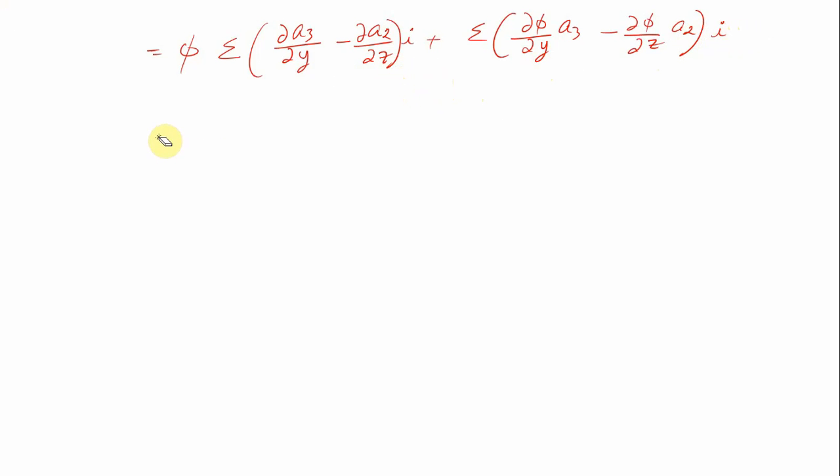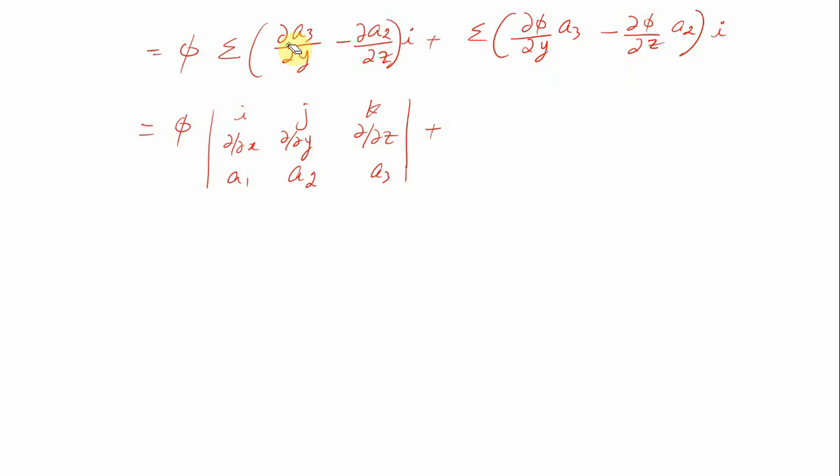Yes, students. Now we can see here that the summation of dou a3 upon dou y minus dou a2 upon dou z i is giving you the determinant. Yes, students. You can see easily you can solve this. Always consider, you can verify this as i, j and k, where you can see dou upon dou x, dou upon dou y, dou upon dou z, a1, a2, a3. Similarly, here we can see as well. So ijk, this will give you the determinant.